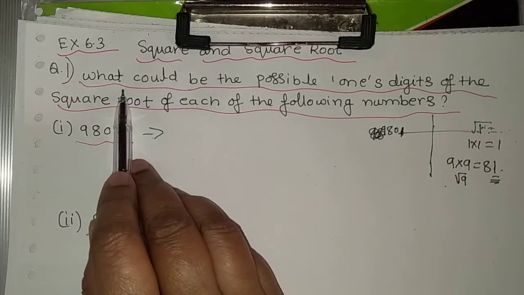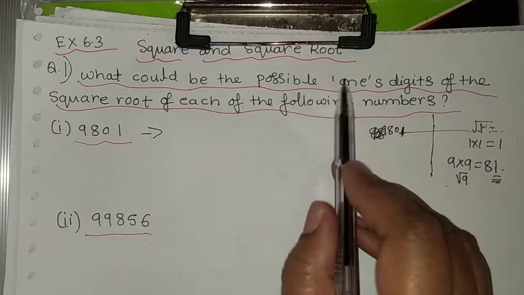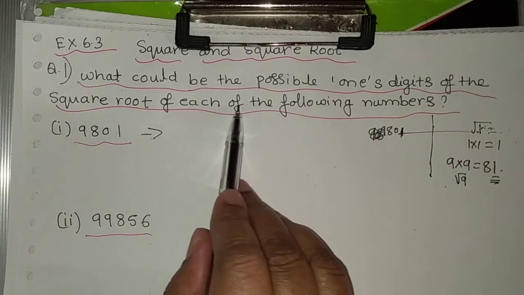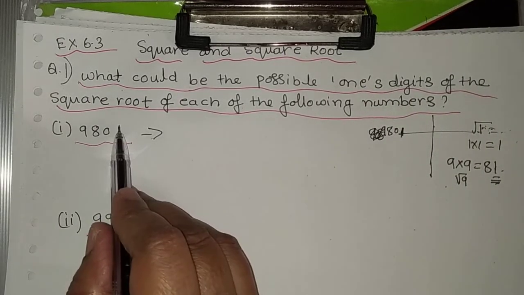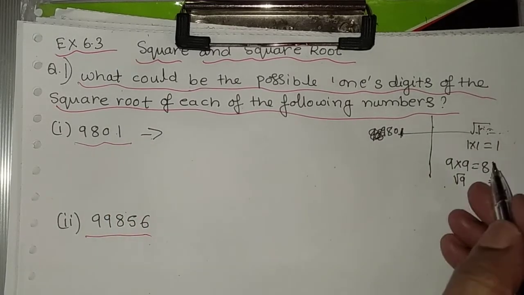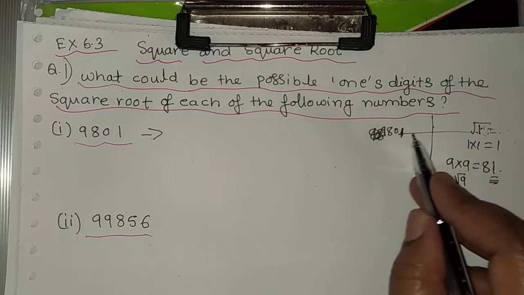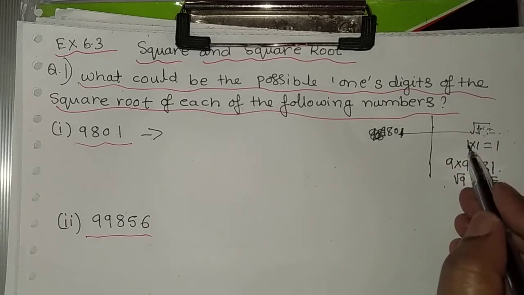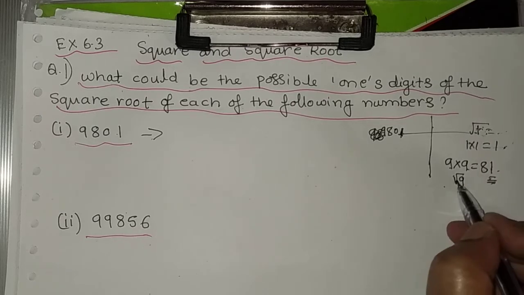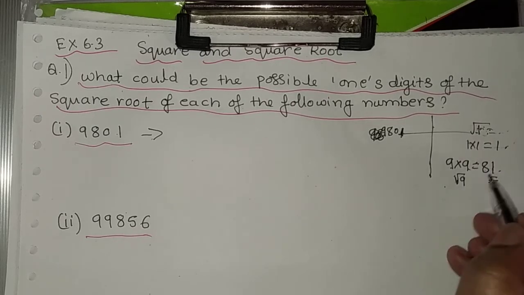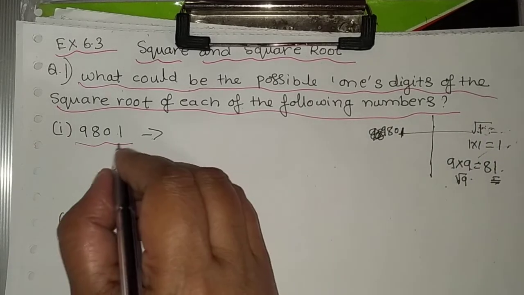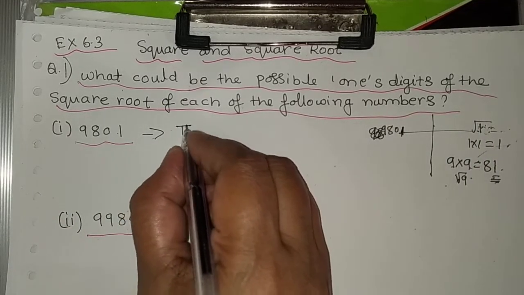So understand the question once again. What could be the possible ones digits of the square root of each of the following? We have to consider this last digit and tell the answer. So to get 1, what is the square root of 1? 1 into 1 is 1 only. 9 into 9 is 81. So either it should be 9 or 1. So these are both answers. So we write down the answer.